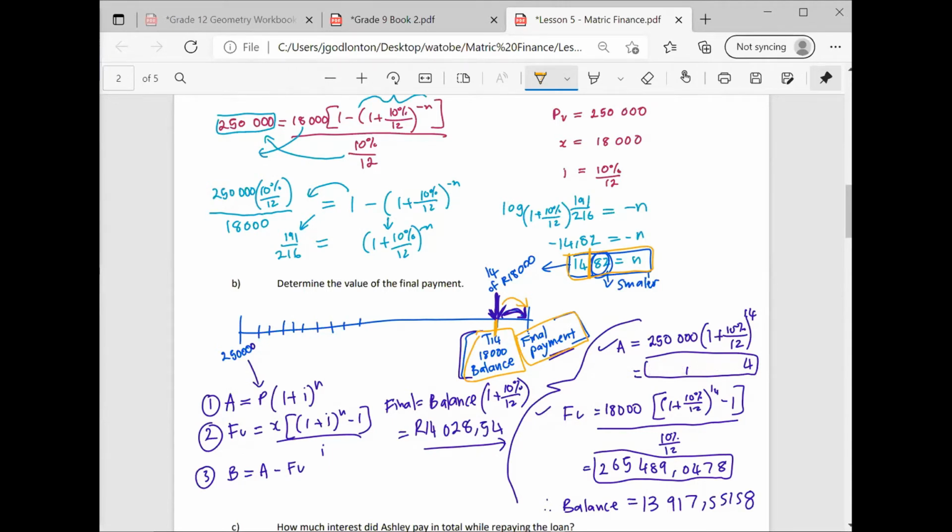Let's change these quickly. I was using a different percentage when I worked this out, but then I thought it would be too nasty. 10% over 12 to the power of 14. So that gave us 28,080.0417. Kanya, does that look like something you had? Yes. Yay! Okay. 18,000, and then we've got 1 plus 10% over 12 to the power of 14 minus 1 all over our interest.